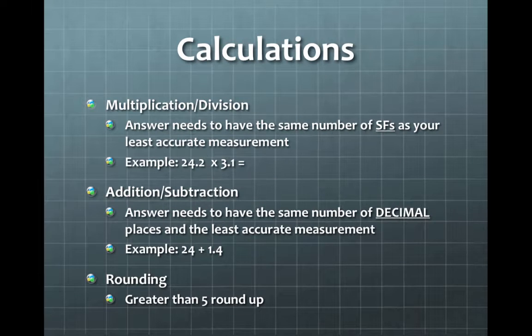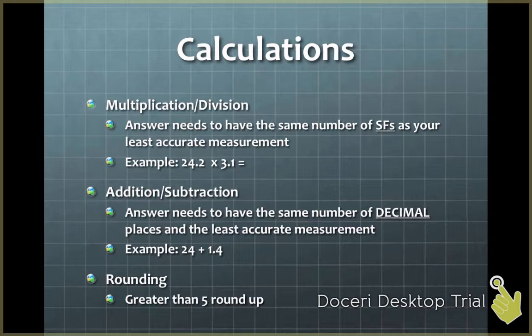When we are doing calculations, there are two different types of computations: multiplication or division, or addition and subtraction. When you're doing multiplication and division, your answer has to have the same number of significant figures as your least accurate number. If we look at this, we have 24.2, which has 3 significant figures, versus 3.1, which has 2. 2 is smaller than 3. 3.1 is not as accurate as 24.2.